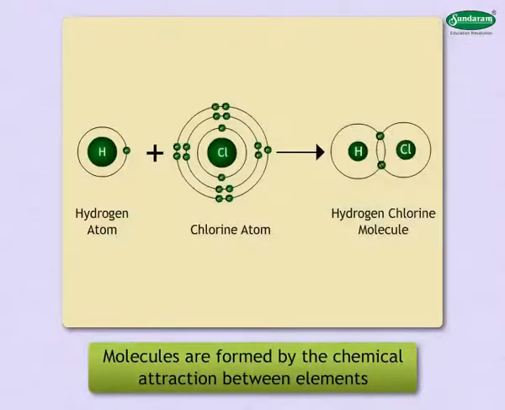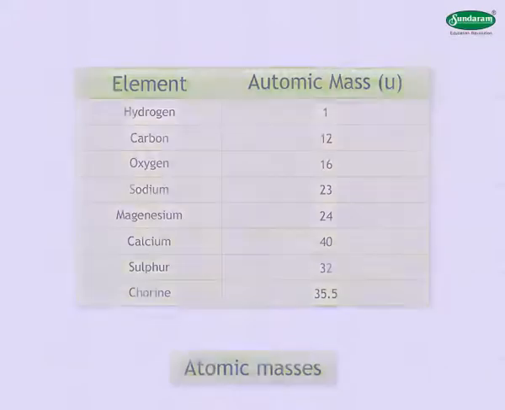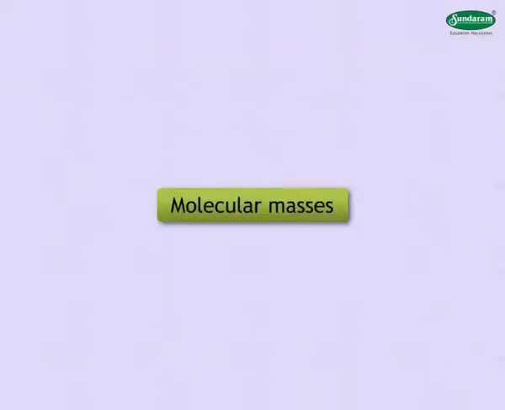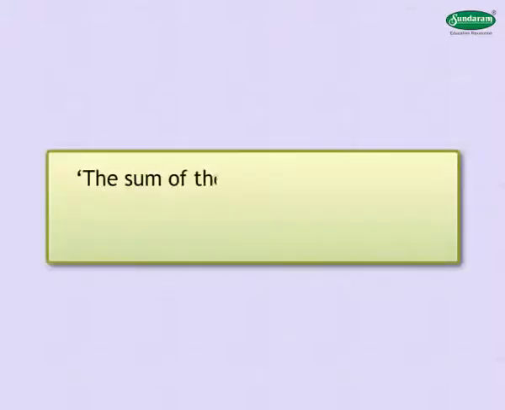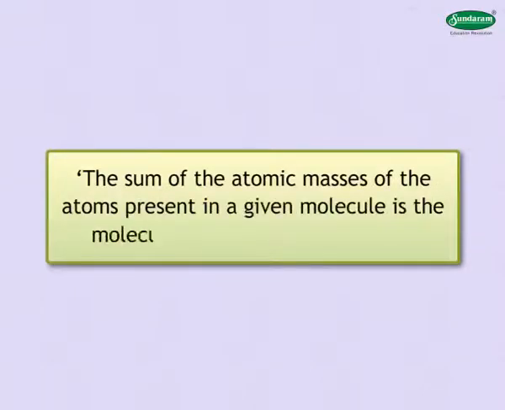Students, you now know how atomic mass is calculated. You can use this table to know the atomic masses. However, for practical purposes, we require to know the molecular masses of the substances. How do we find the molecular mass? The sum of the atomic masses of the atoms present in a given molecule is the molecular mass of the substance.